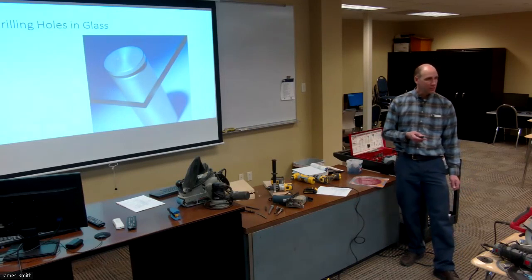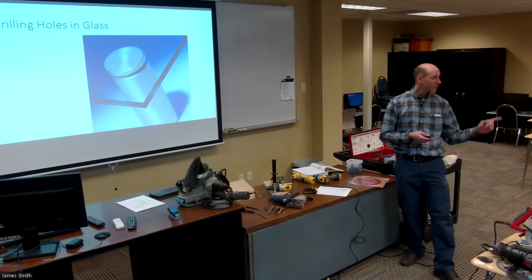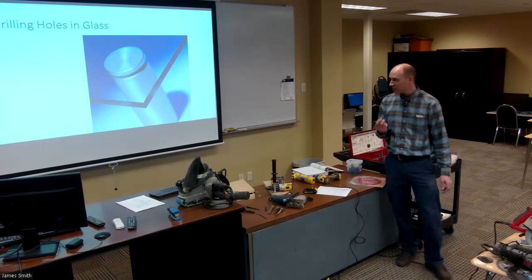Okay. So, drilling holes in glass. What would you use to do that? You said a hole saw? A diamond coated hole saw. I said Forstner. Oh, you said Forstner bit? Okay, probably not. Diamond is about the only material that you're going to be able to cut glass with.